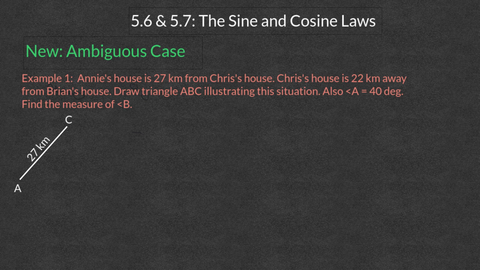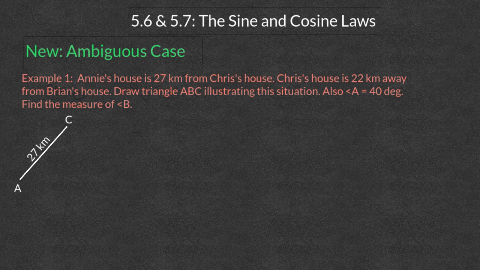So draw one piece at a time, right? Then the next thing that we have is Brian's house. We don't know how far away it is from Chris's house. We don't know the angle. We don't know where it is. We know it's 22 kilometers away, but we don't know the angle. We don't know where to draw that, so I don't know where to put that line right now.